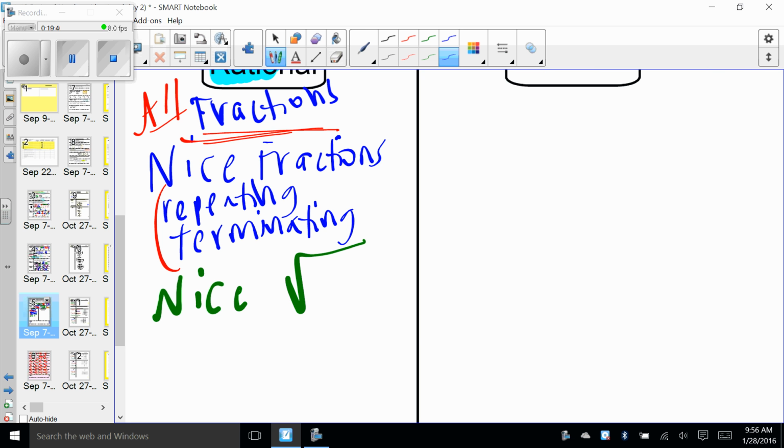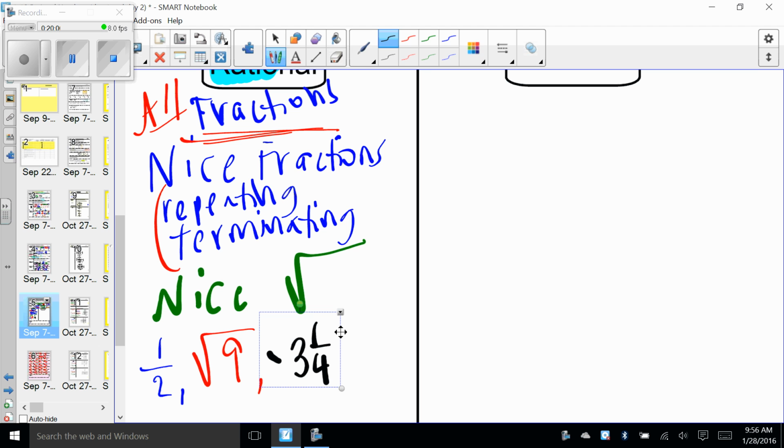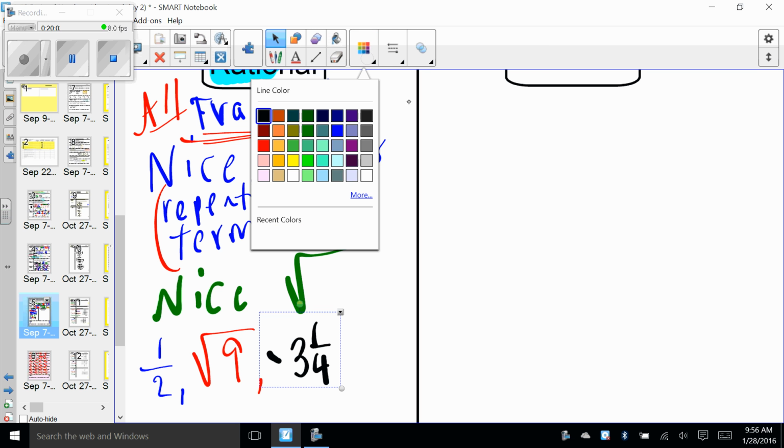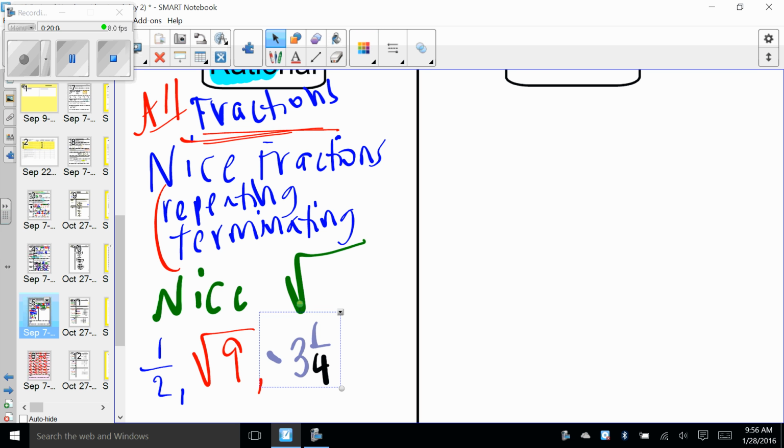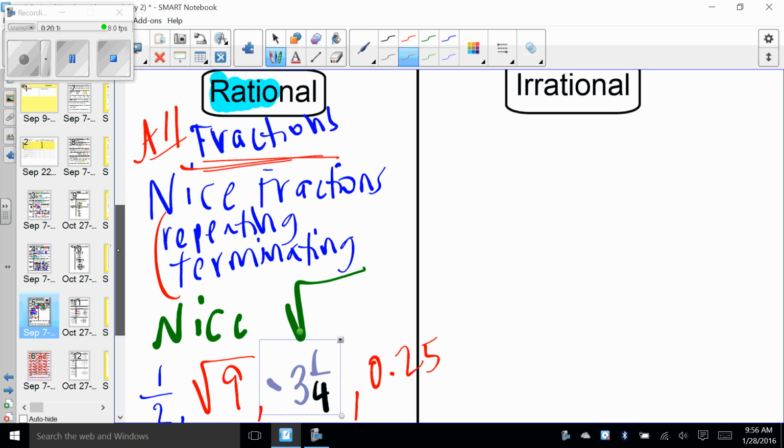So some examples of rational numbers would be 1/2, because it's a fraction. The square root of 9 works. Why? Because the square root of 9 is the nice whole number 3, and we can make that a fraction. A mixed number, -3 and 1/4, because we can make that a fraction. A decimal, 0.25. Those are all what we call rational.